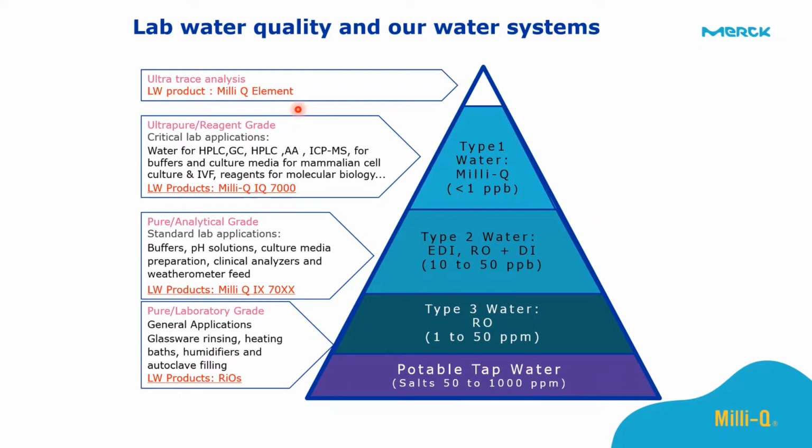We call it the Milli-Q Element, and this is mainly used in the ICP-MS range for ultra-trace analysis. So this just shows the purity of water, the applications, and the stages that we normally go through.